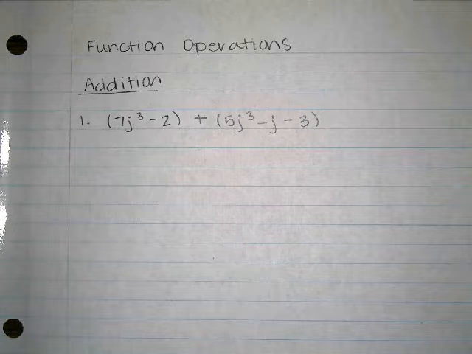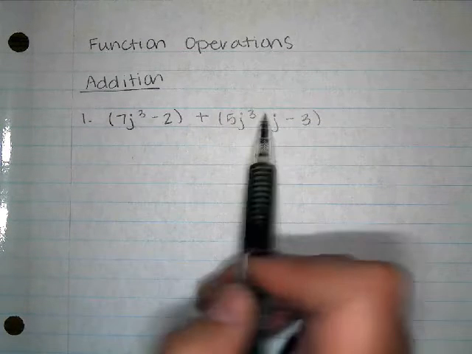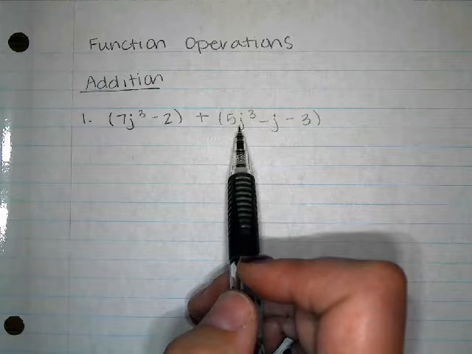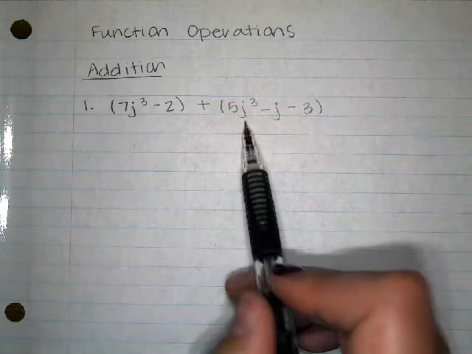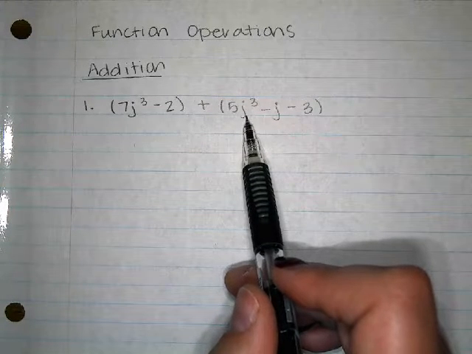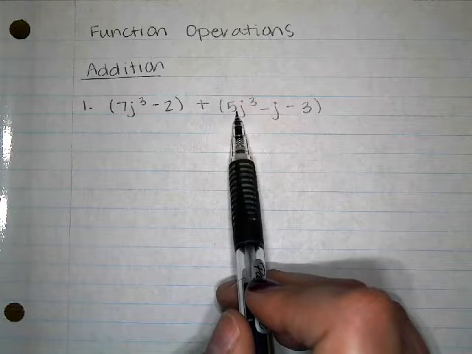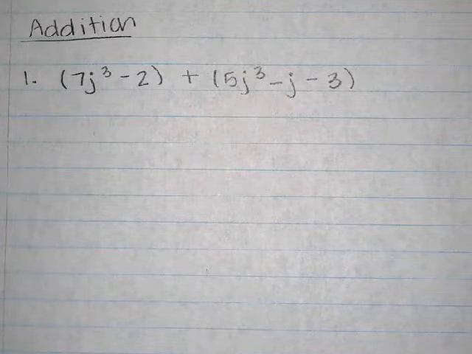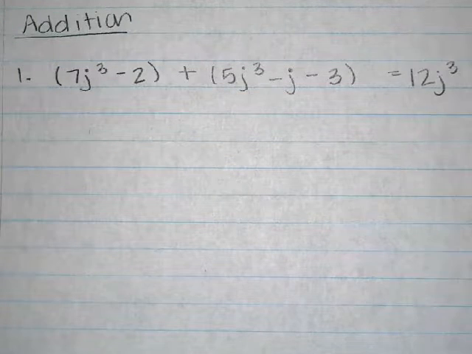So if you add two polynomials together, you don't really need the parentheses. The parentheses are just to say this is one polynomial, this is the other polynomial. But really what you're doing is combining like terms. So I say this is the cubed term of the first polynomial. This is the cubed term of the second polynomial. This one's got 7 of them. This one's got 5 of them. So how many do we have altogether? We got 12. So we're going to say this is 12j to the third, okay?